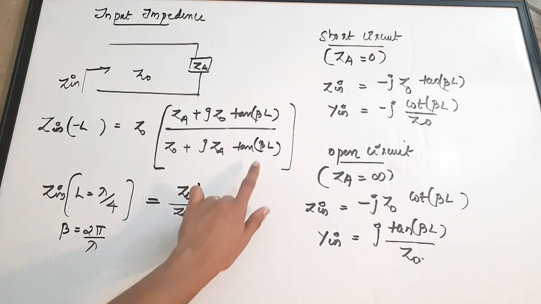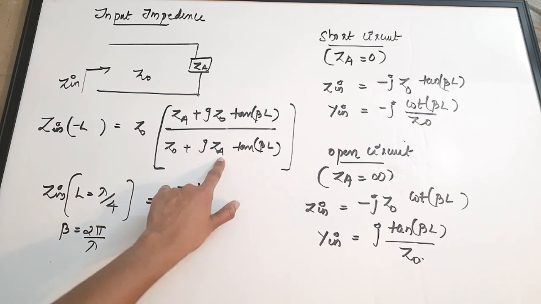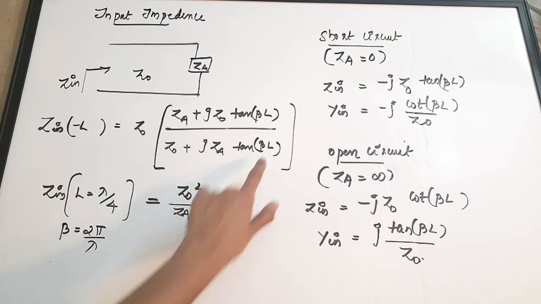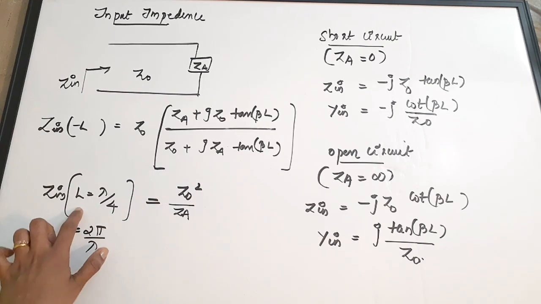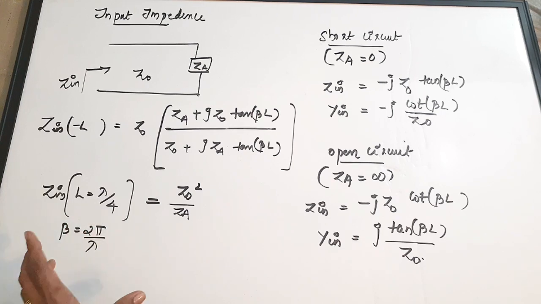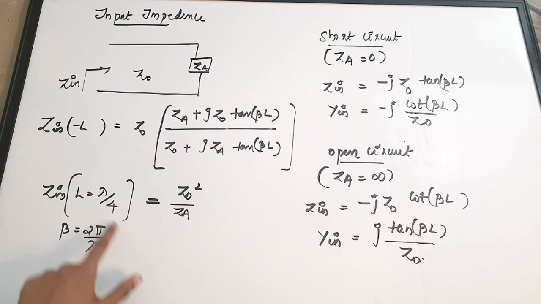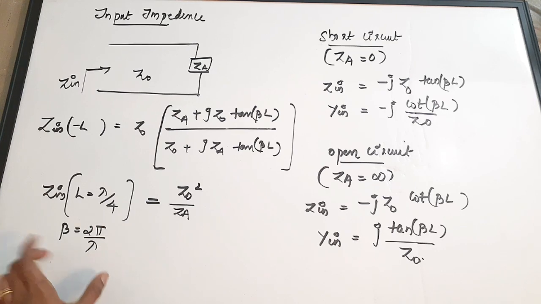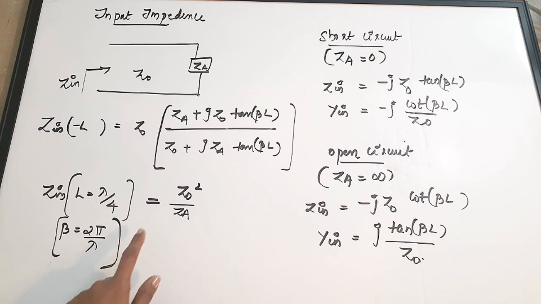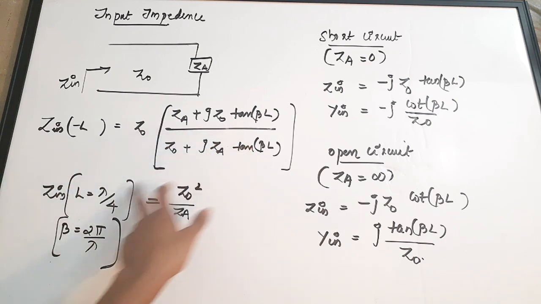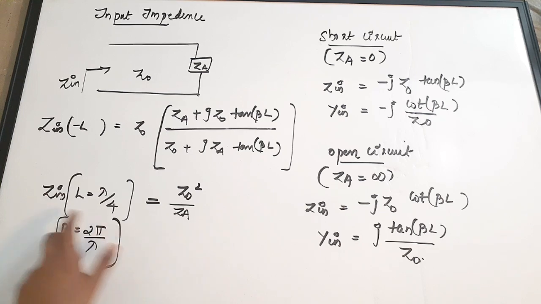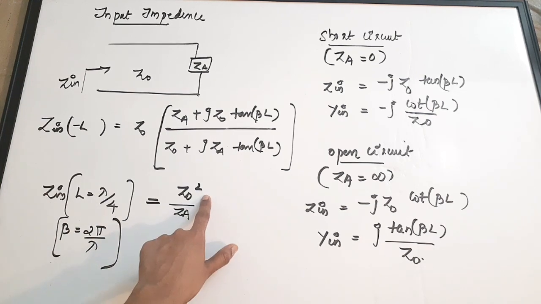Here, beta is the phase constant, Za is the load impedance, Z0 is the characteristic impedance, and L is the length of the transmission line. Now, if you substitute L equal to lambda by 4, that is, if the transmission line is a quarter wave transmission line, meaning its length is equal to wavelength by 4, and beta is equal to 2 pi by lambda, then you will get the input impedance equal to the characteristic impedance square by the load impedance, that is Z0 square by Za.